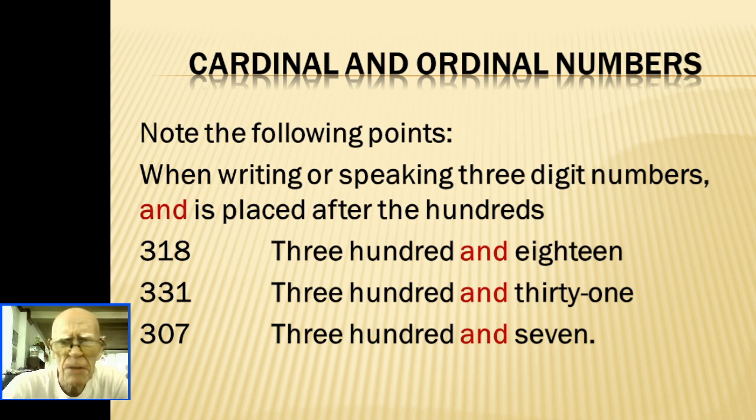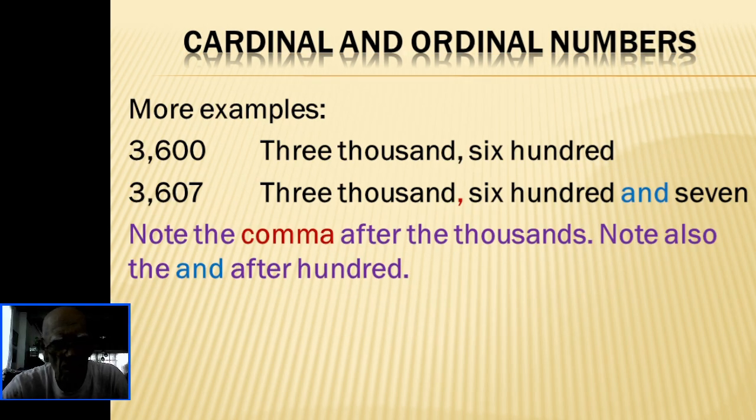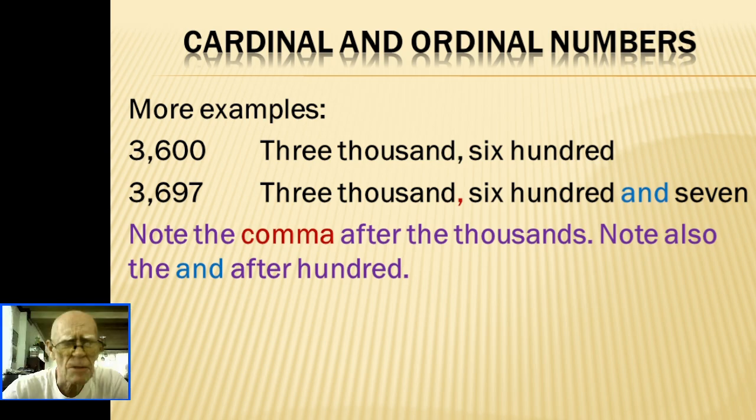When writing or speaking three-digit numbers, and is placed after the hundreds. 318, 331, 307. Let us look at some more examples. 3,600 and 3,607. Note the comma after the thousands. Note also the and after hundred.